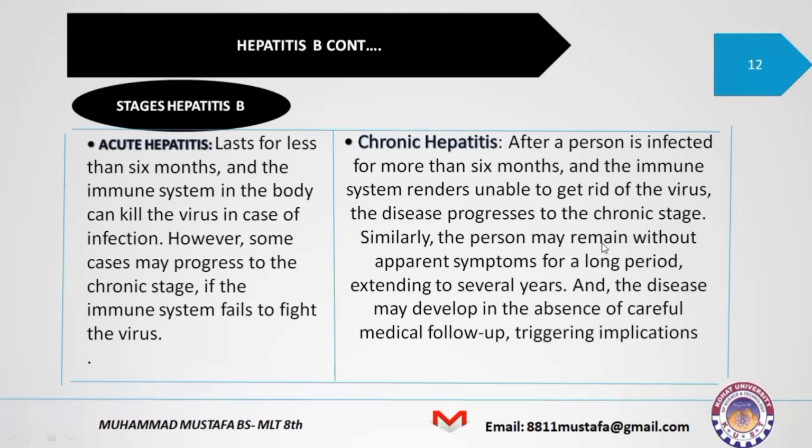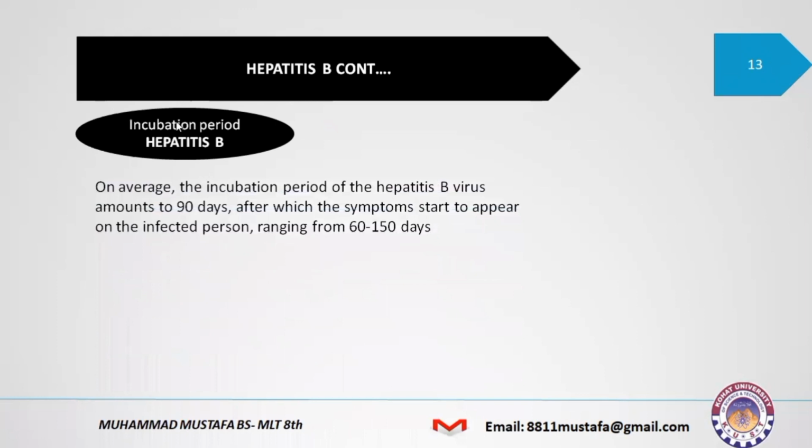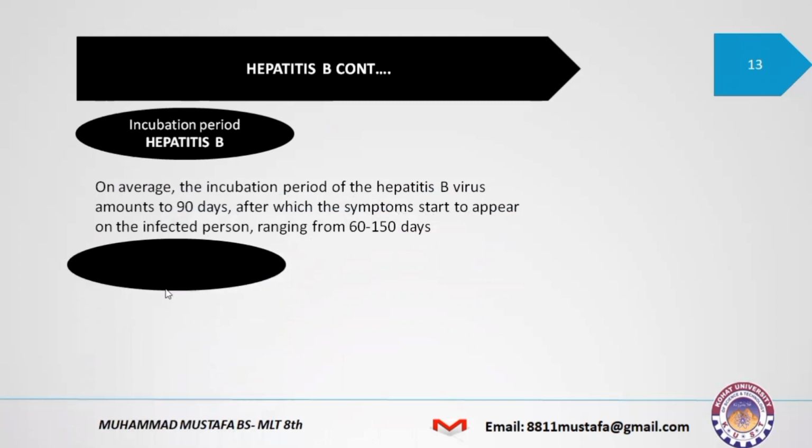After a person is infected for more than 6 months and the immune system is unable to get rid of the virus, the disease progresses to the chronic stage. The person may remain without apparent symptoms for a long period, extending to several years, and the disease may develop in the absence of careful medical follow-up. The incubation period of hepatitis B virus averages 90 days, after which symptoms start to appear on the infected person, ranging from 60 to 150 days.